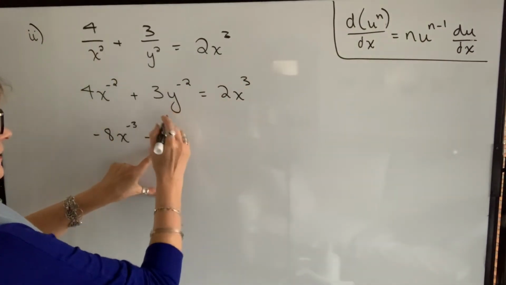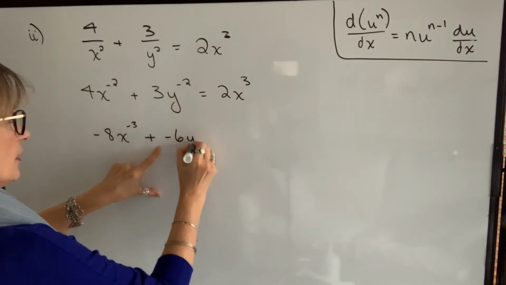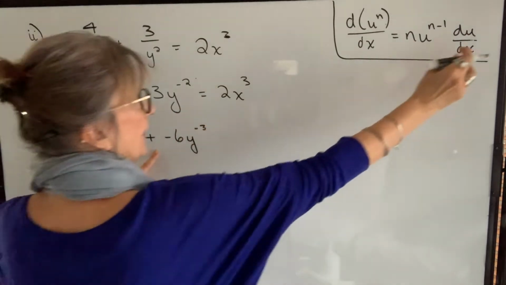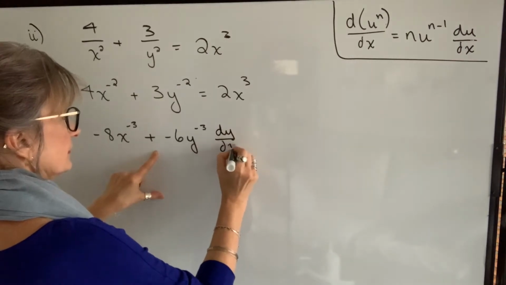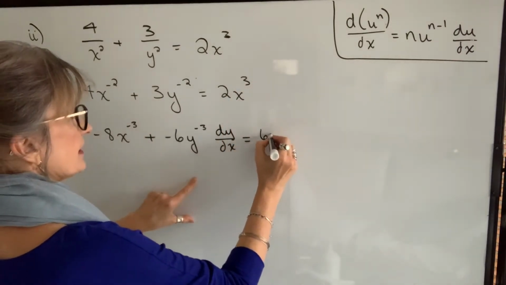So it'll be 3 times n, which is negative 2, so that gives me negative 6. Y to the negative 2 minus 1 is negative 3. And then don't forget to multiply by dy dx. Equals the derivative of 2x cubed will be 6x squared.